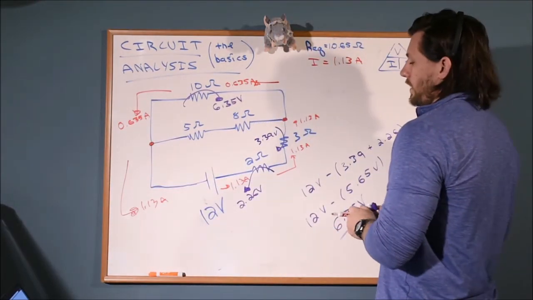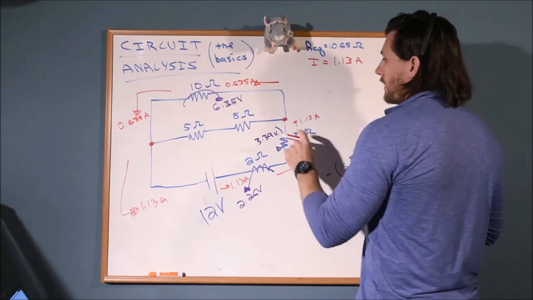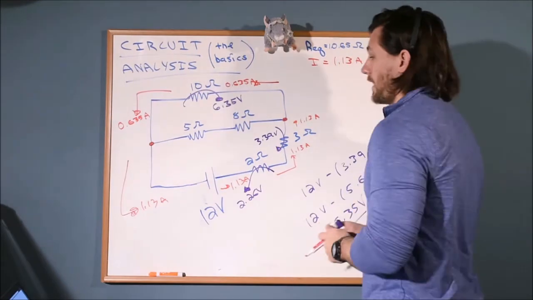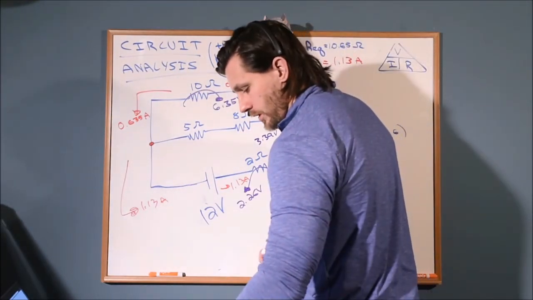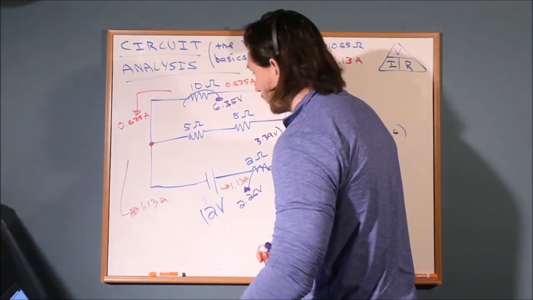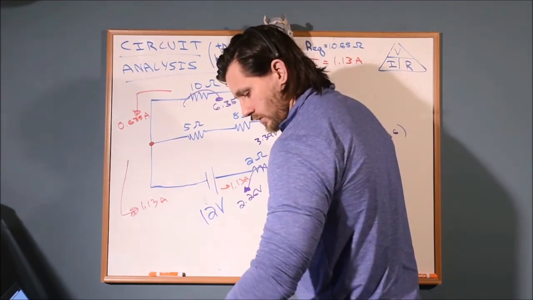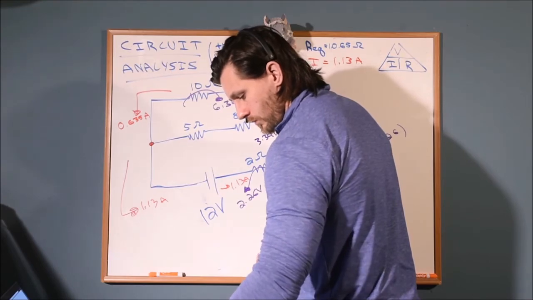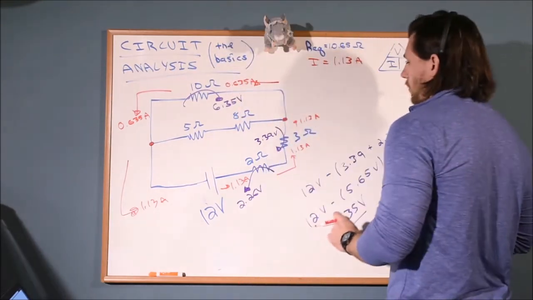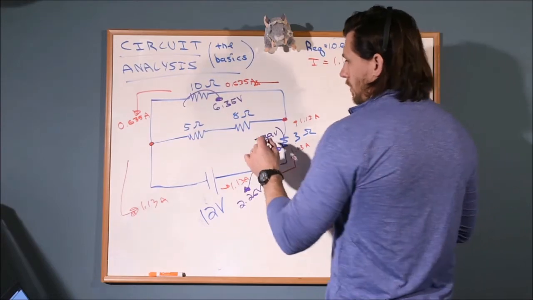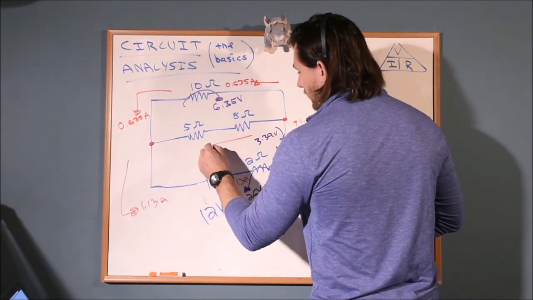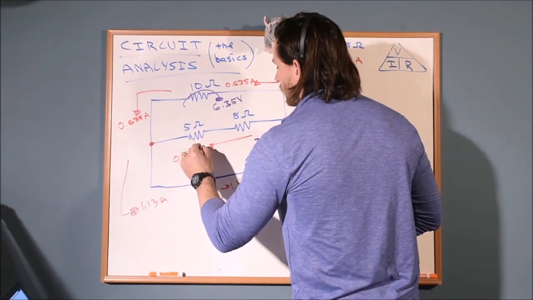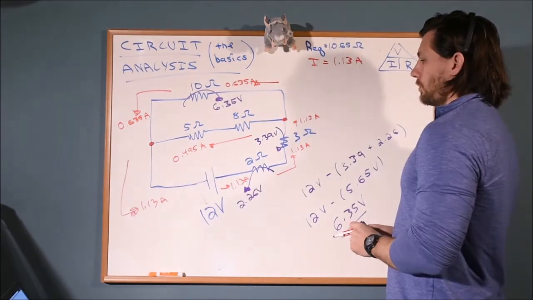0.635 amps. Aha! So if we have 1.3 amps leaving the battery and 0.635 go in the top branch, what's left over for the bottom branch? Well, 1.13 minus 0.635 is 0.495. Why am I using 3 decimal places? Couldn't tell you. 0.495 amps. So boom, there you go.